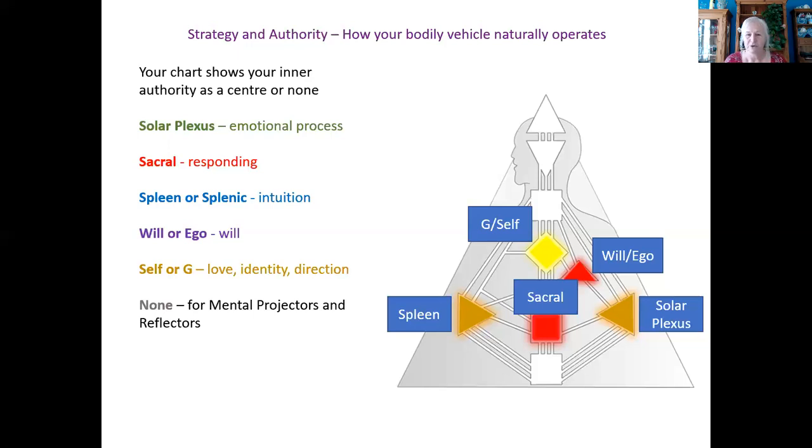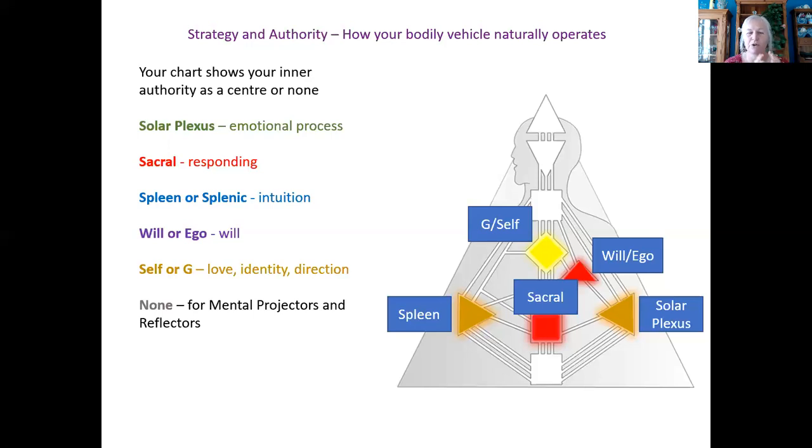There are also some charts that will come up where it says none for inner authority, and this would mean you either have what's called a mental projector or a reflector. For a reflector, there is not a defined center that can be an authority. Same for a mental projector, none of the ones I've indicated here are defined, therefore they can't be used as an authority. So there's a different approach for those. For mental projectors and reflectors, it's more a kind of environmental awareness, a different process.